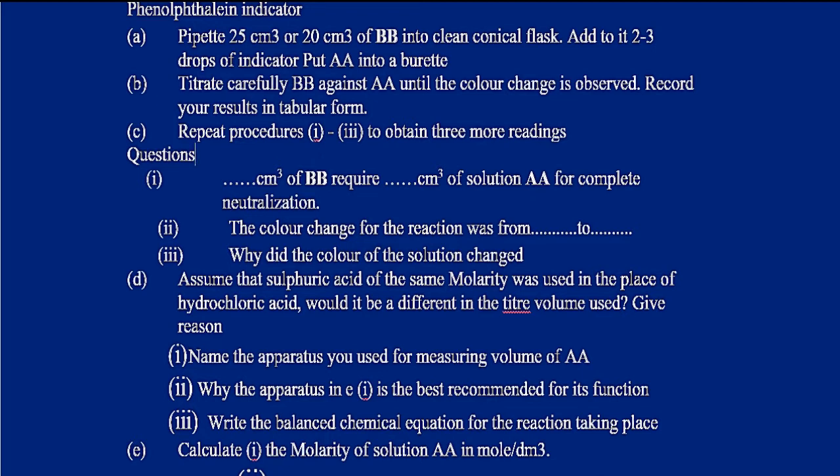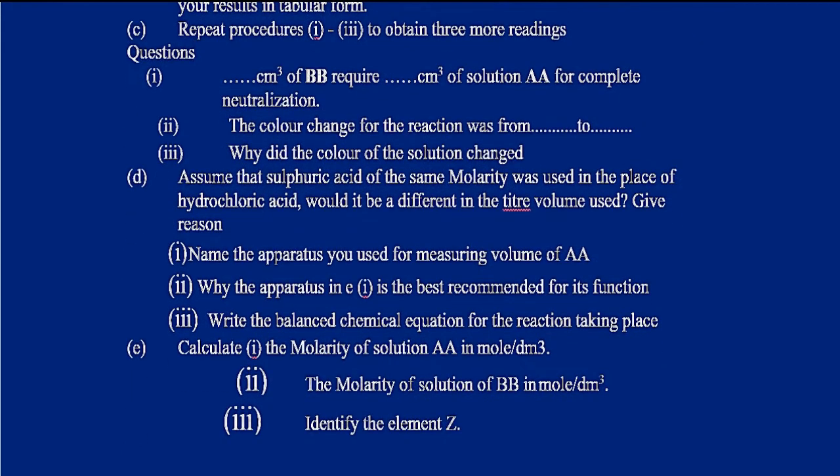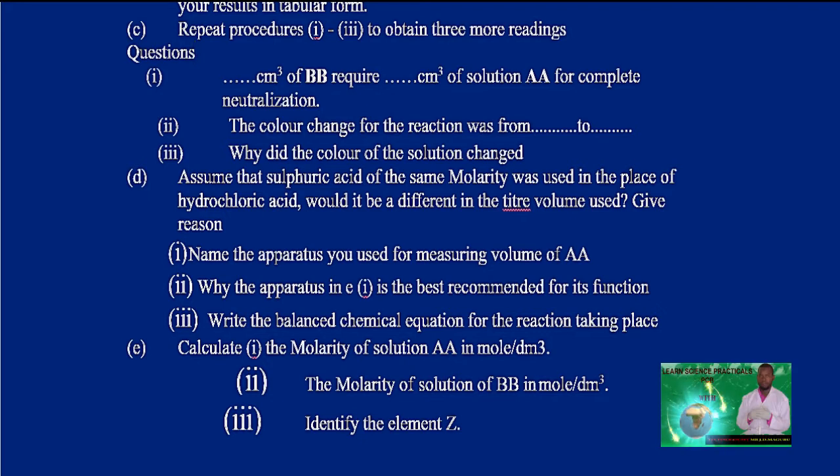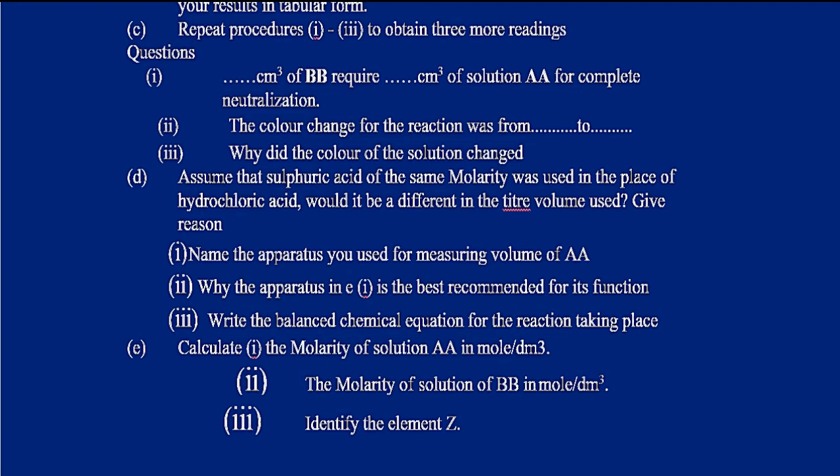Roman 2, the color change for the reaction was from dash to dash. Why did the color of solution B change? Or why do we observe the color change after titration between acid and base, A and B? Another question: assume that instead of using hydrochloric acid, what will happen when you use sulfuric acid of the same molarity as in hydrochloric acid? What will it be? We are going to see it in calculations on the answers.